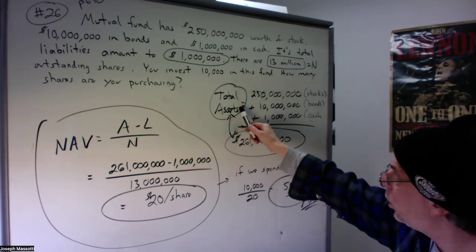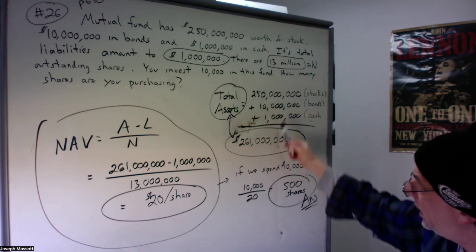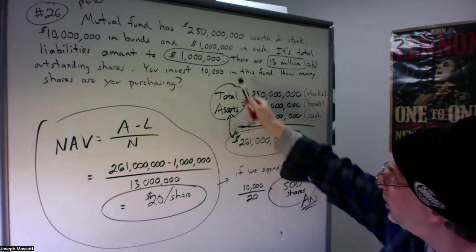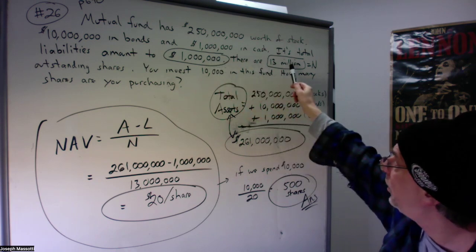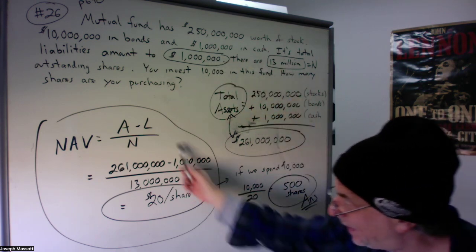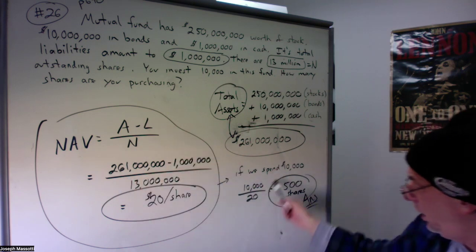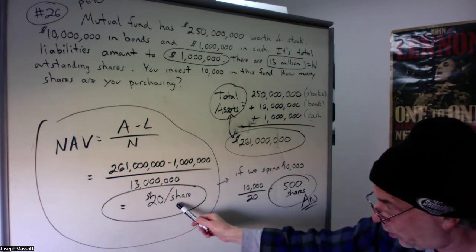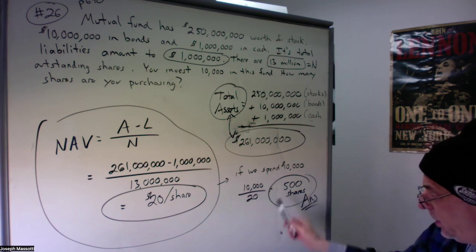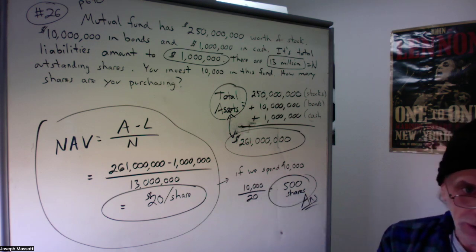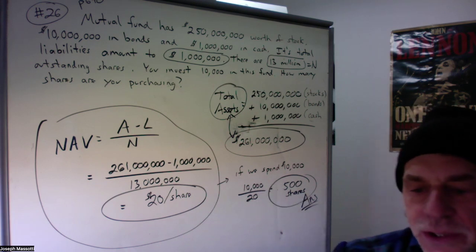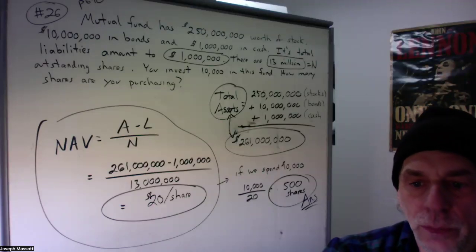So we were given the assets, and we had to add those up to get the total assets. We were given the total liabilities, and we were given the number of shares outstanding, which allowed us to find the net asset value. We spend $10,000 at $20 a share, so that's going to give us 500 shares. All right, so that is section 11.4, mutual funds.